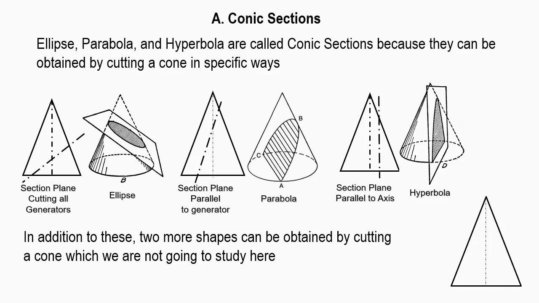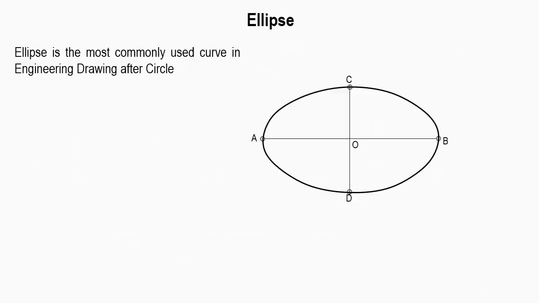There is another possibility that the cutting plane cuts the cone like this, that it is inclined to the base but passing through the apex. In this case also we are going to get an isosceles triangle. If the same cutting plane, which has an angle with the base more than the slant edge, does not pass through the apex, then we will get a hyperbola. So we will start with ellipse.